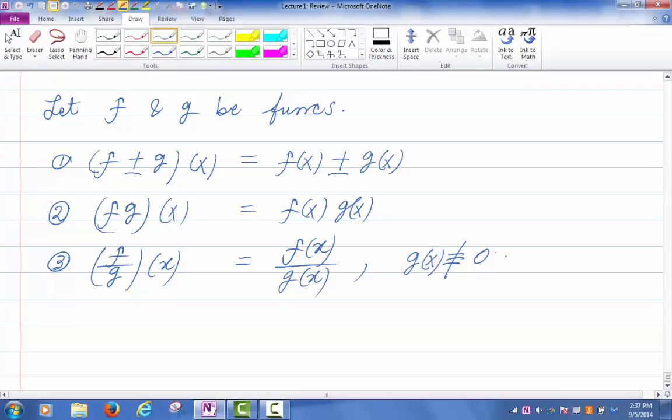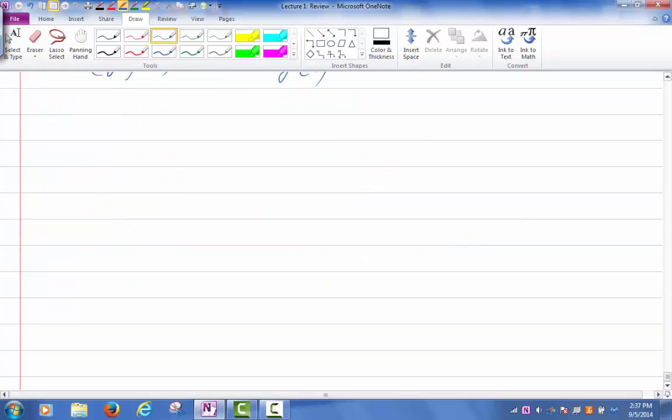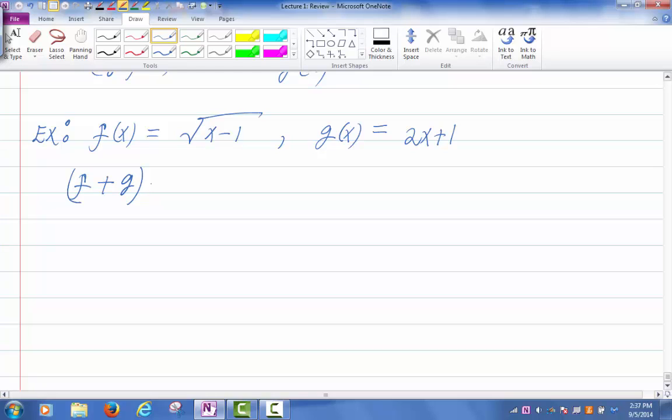Okay, so those are the algebraic operations of functions. Let me give you an example here. Let's say I have a function f which is given by root of x minus 1. I have another function g of x which is given by 2x plus 1. So what is the value of f plus g evaluated at, let's say, 5?